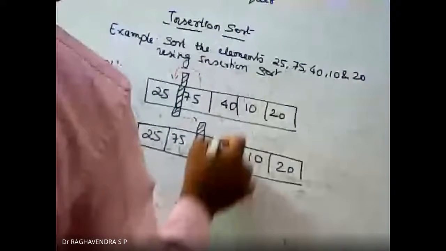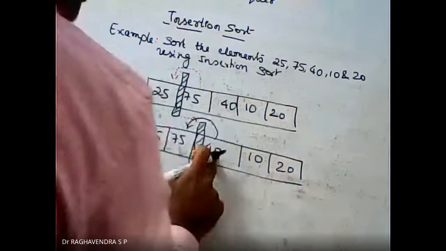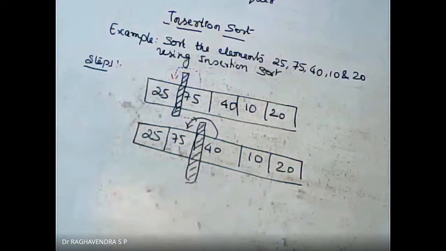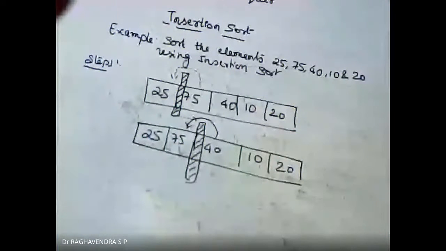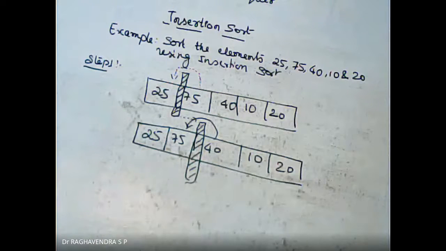So now once again you move this 40 into the sorted portion. Now, what about this 40? We have to compare the 40 with respect to both 25 as well as 75. So 40 is in between 25 and 75, really, 40 is in between 25 and 75.